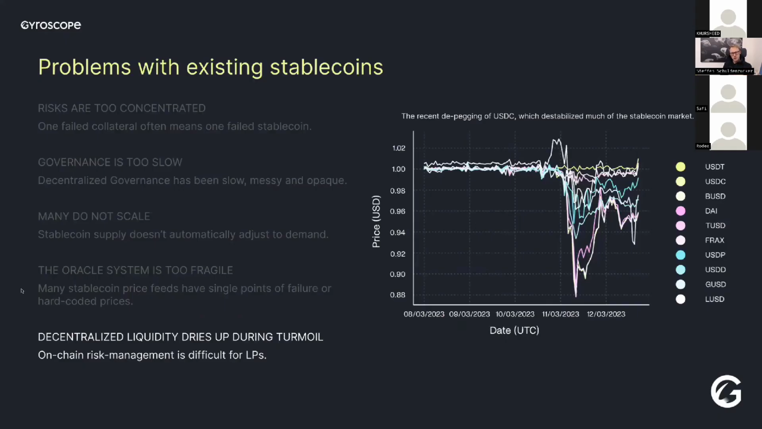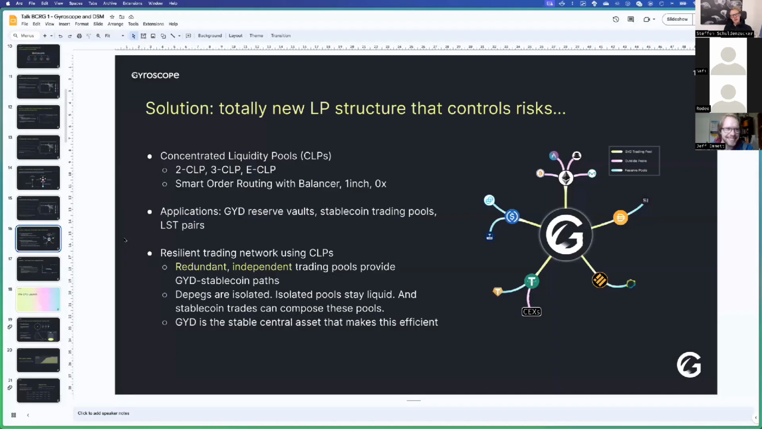And then we have this whole issue of liquidity, and this is where the ECLPs come into play again. Actually, we designed 3 different pools. The ECLPs just happen to be the ones we are using the most by far. We also have different ones with different properties. We call these 2-CLPs and 3-CLPs.